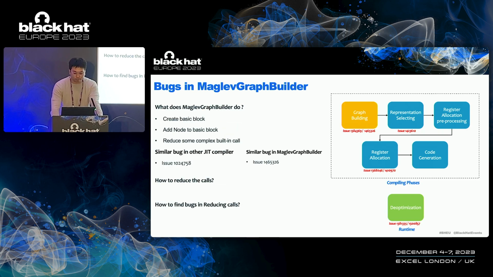Okay, let's begin. First, let's come to the graph building stage. This stage mainly does 3 things: create basic blocks, add nodes to basic blocks, and reduce some complex built-in calls. The third point is most prone to problems. So, as a developer, how to reduce costs?